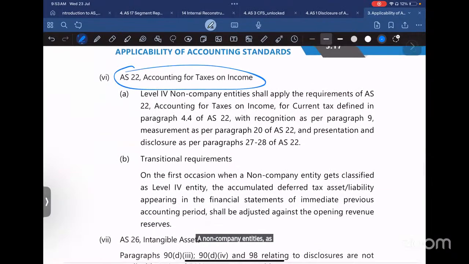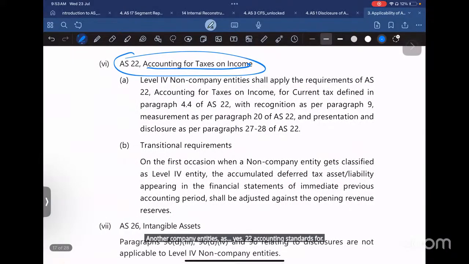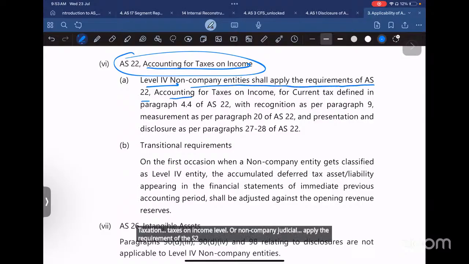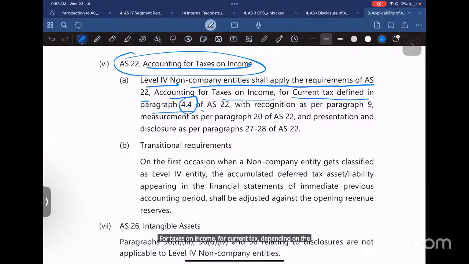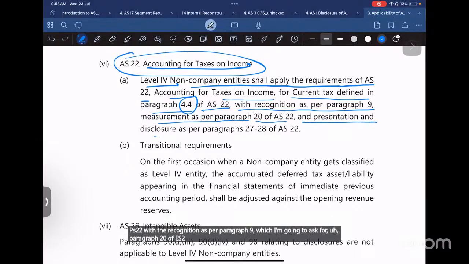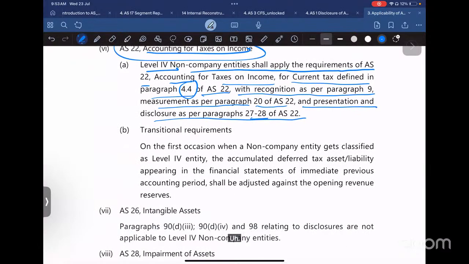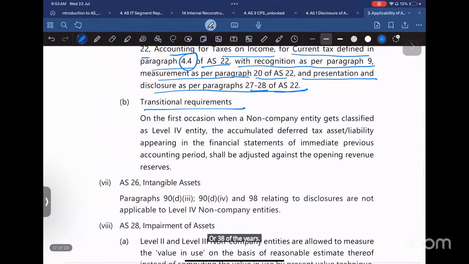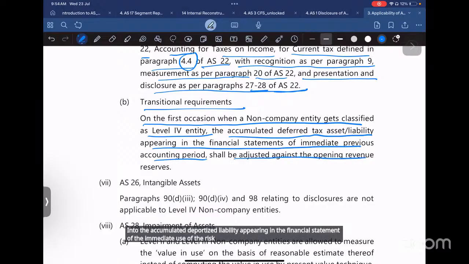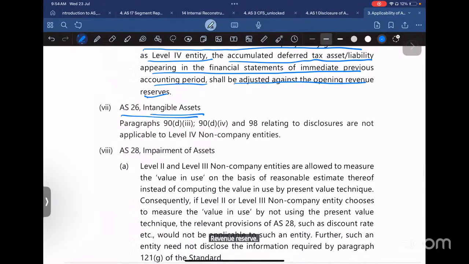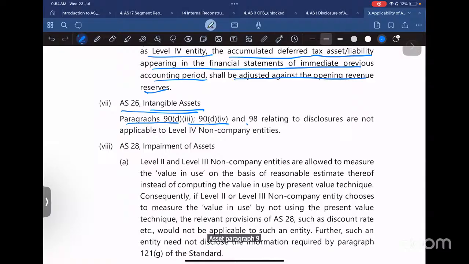AS 22, Accounting for Taxes on Income: Level 4 non-company entities shall apply the requirements of AS 22 for current tax as defined in paragraph 4.4 of AS 22, with recognition as per paragraph 9, measurement as per paragraph 20, and presentation and disclosure as per paragraphs 27 to 28 of AS 22. Transitional requirement: on the first occasion when a non-company entity gets classified as Level 4, the accumulated deferred tax liability appearing in the financial statements of the immediately previous accounting period shall be adjusted against the opening revenue reserve. AS 26, Intangible Assets: paragraphs 90(d), 90(d), and 98 relating to the disclosure are not applicable to Level 4 non-corporate entities.